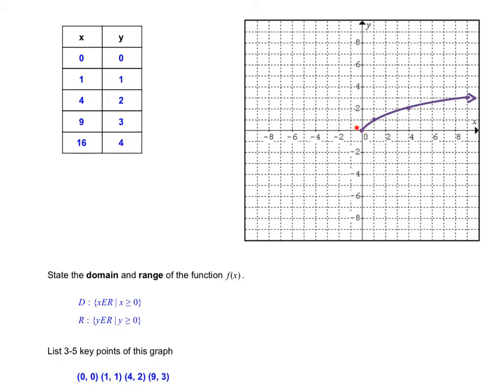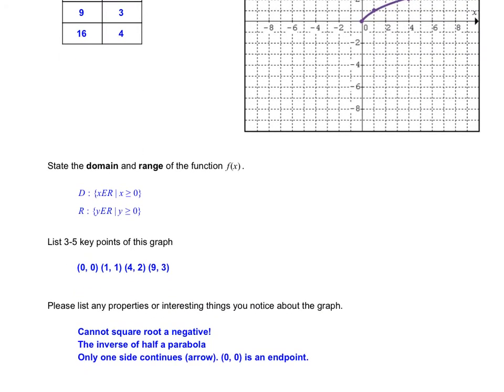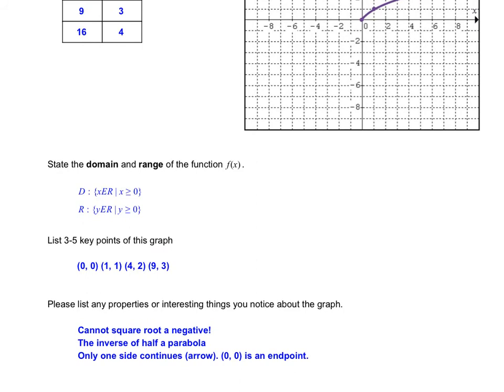Now for our domain, we notice that there isn't an arrow on this end of our square root, which means we have to place a restriction. Nothing is going on in the negative side for x, and nothing is going on in the negative side for y. So for our domain, x is an element of all real numbers, but x is greater than or equal to 0. And same thing for our range. Y has to be greater than or equal to 0.